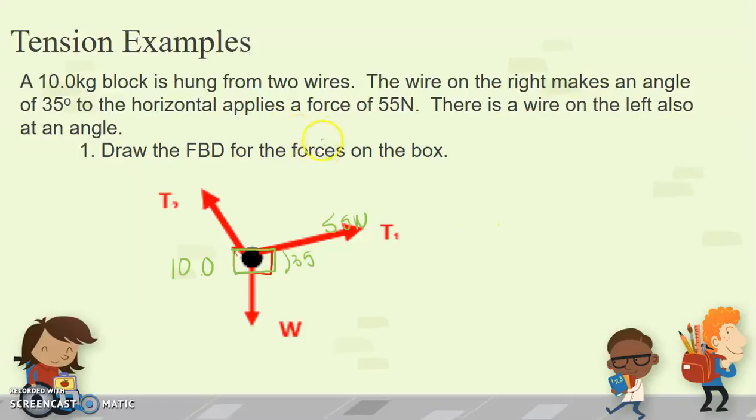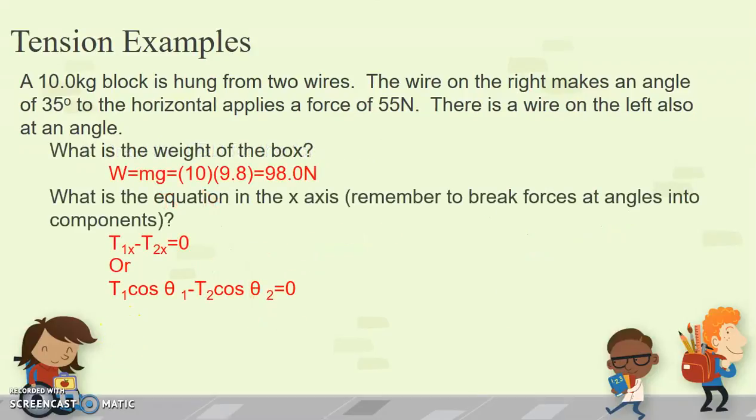So if we weren't seeing that, we would draw the same thing. We have a box, we have one that we know the angle is going to the right, and then we have another one, which we don't know the angle, and then we also have the weight pulling it down. So we can call this tension 1 and tension 2. So the question states, what is the weight of the box? The first thing we have to do is determine that, and that's easy by finding weight equals mass times gravity. So 10 kilograms times 9.8, and we're going to get 98.0 newtons.